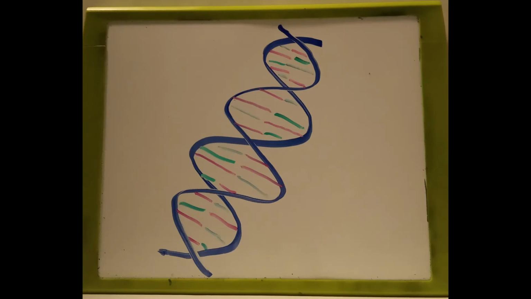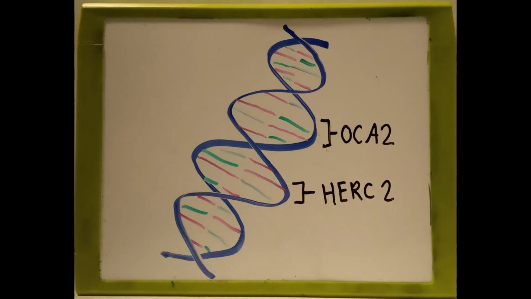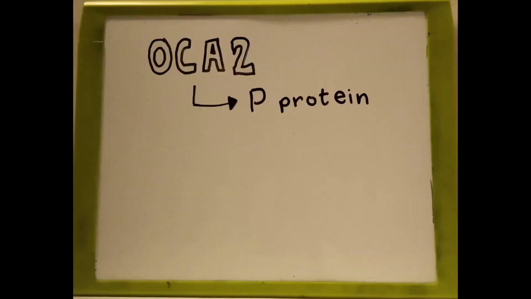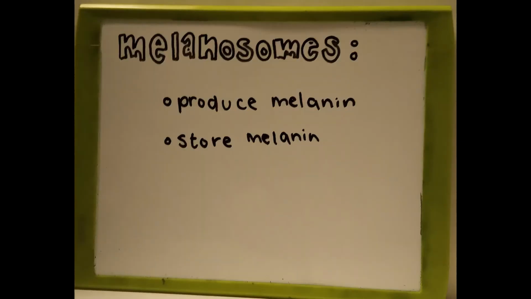However, two of these genes are responsible for the majority of eye color determination. These are OCA2 and HERC2. The OCA2 gene is responsible for creating the P protein. The P protein is involved in the maturation of melanosomes. Melanosomes produce and store melanin.